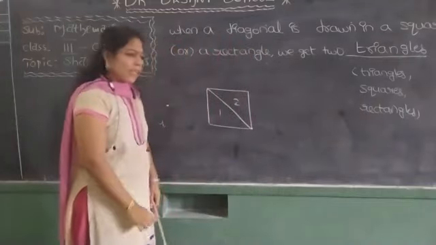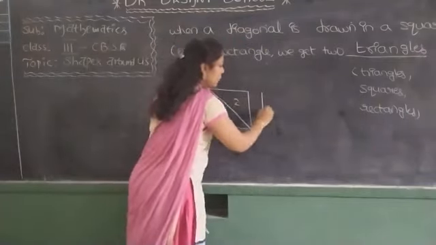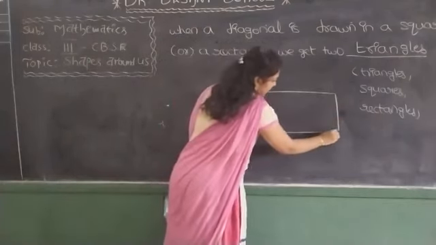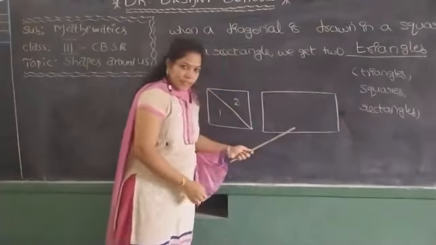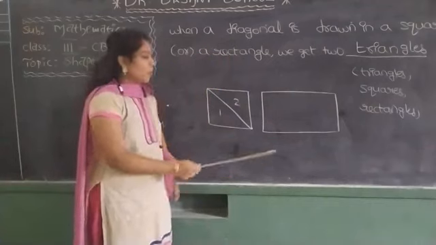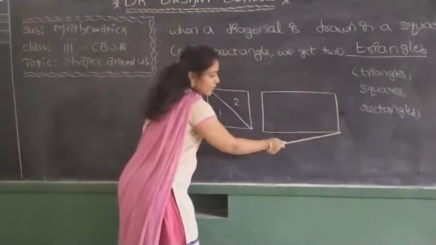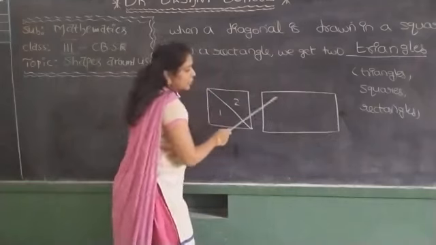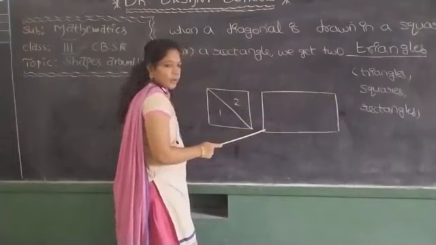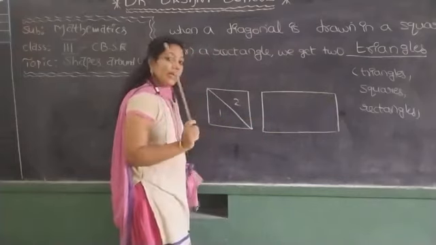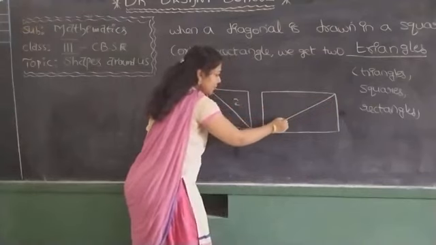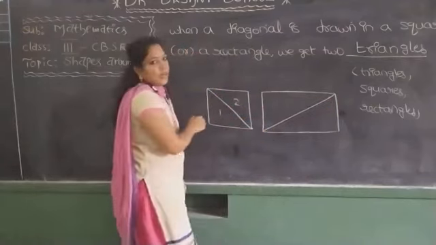Now let's check with the rectangle also. Yeah, I am drawing the rectangle also here. Is this a rectangle or not? Yeah, good children, this is a rectangle. Now what are the opposite corners? This corner and this corner. These two are the opposite corners, and this corner and this corner. These two are the opposite corners. We have to draw a diagonal. We can draw like this. Is this a diagonal or not? Yeah, this is a diagonal.